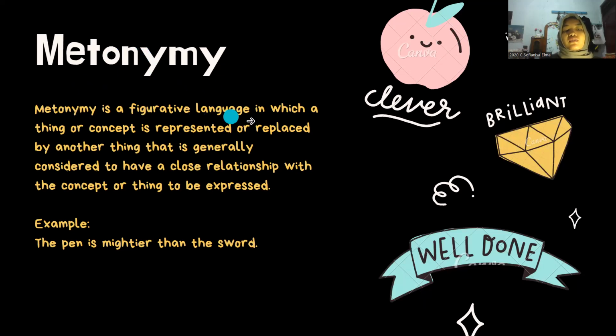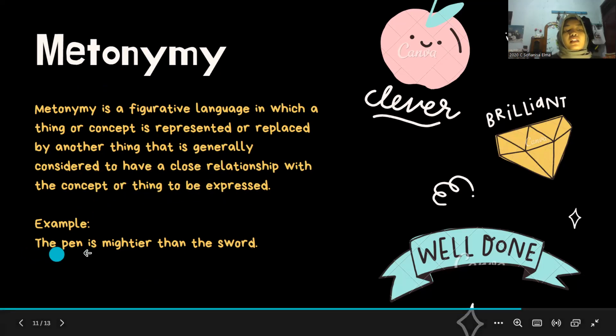Okay, so the next is about metonymy. Metonymy is a figurative language in which a thing or concept is represented or replaced by another thing that is generally considered to have a close relationship with the concept or thing to be expressed. For example, the pen is mightier than the sword.